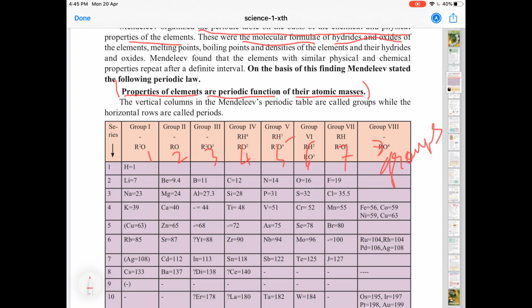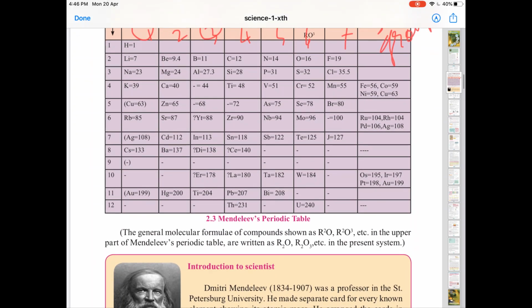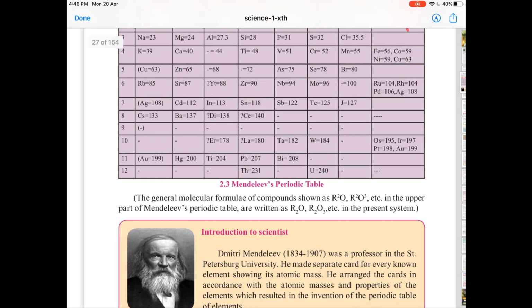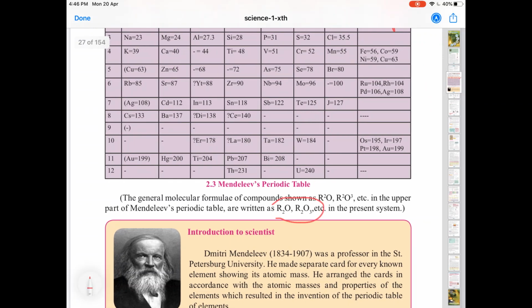In this periodic table, at the top, as you can see, you have the compound written as R2O, R2O3. The way he wrote this molecular formula looks a little different from how we write, right? So in today's periodic table, the general formula we write as R2O, R2O3.